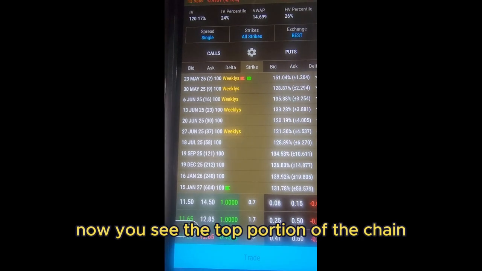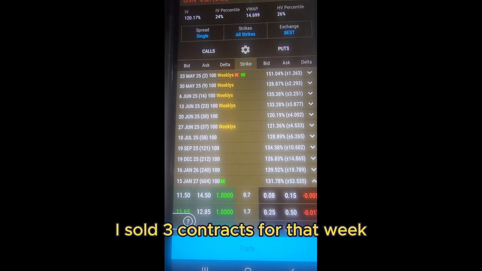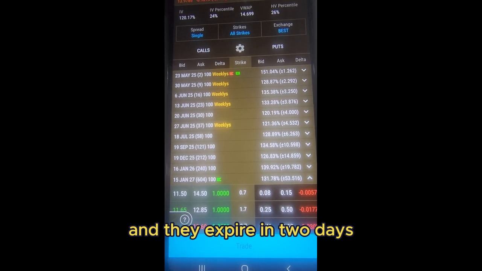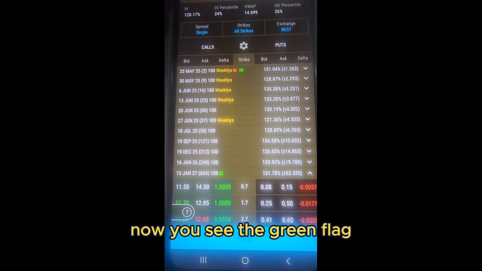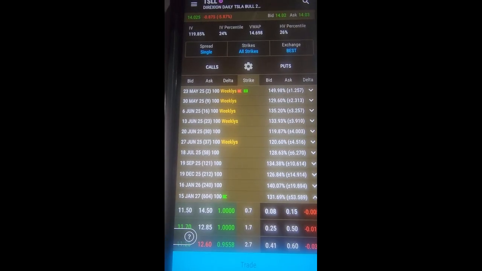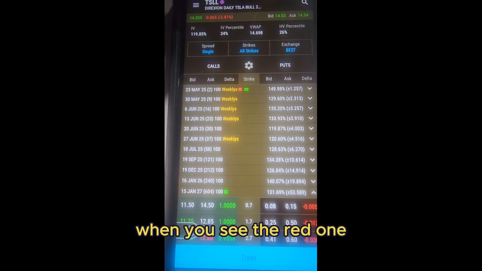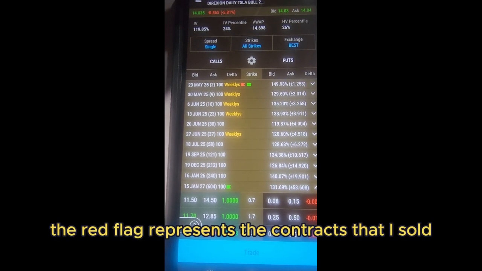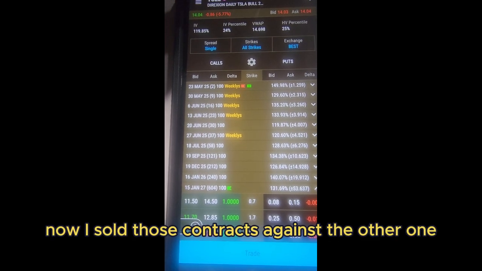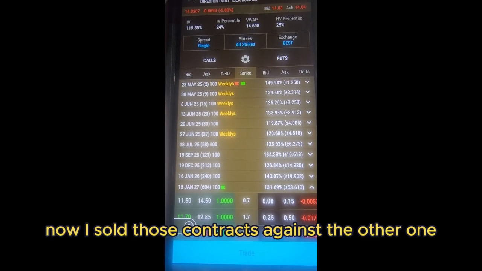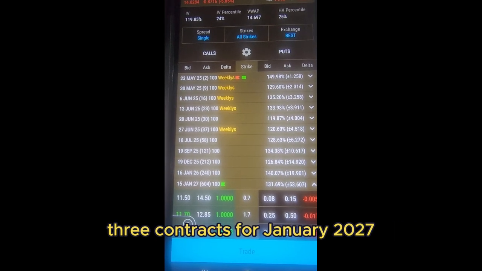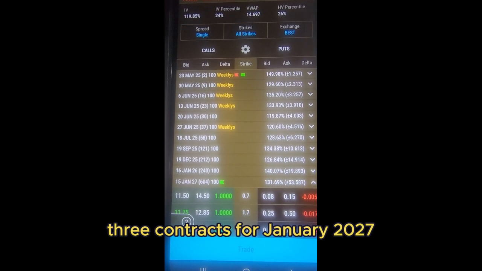Now you see the top portion of the chain, 23rd of May. I sold 3 contracts for that week, and they expire in 2 days. Before we go into the green one, you see the red one. The red flag represents the contracts that I sold. Now, I sold those contracts against the other one that I bought 3 contracts for, January 2027.